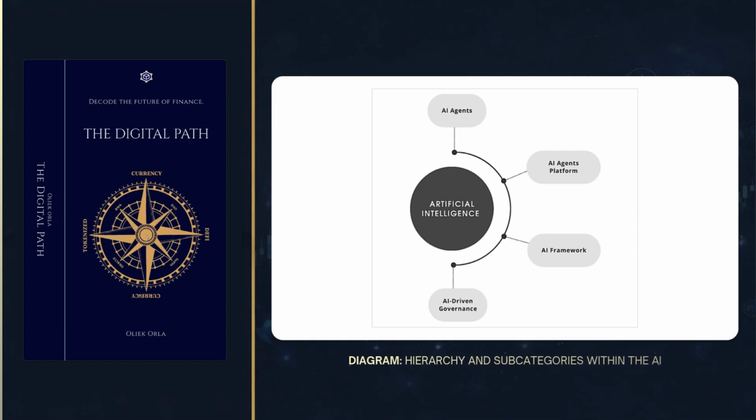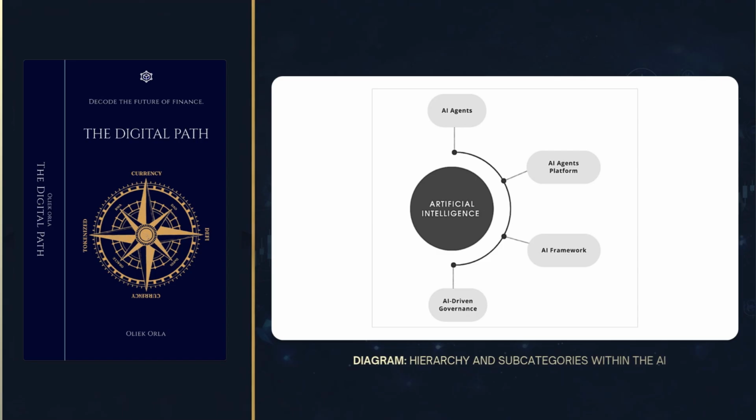Within this domain, several key subcategories are gradually taking shape. AI crypto projects: platforms and infrastructure solutions that combine machine learning algorithms with blockchain technology. AI agents: autonomous or semi-autonomous digital entities capable of executing tasks in decentralized environments without constant human intervention.